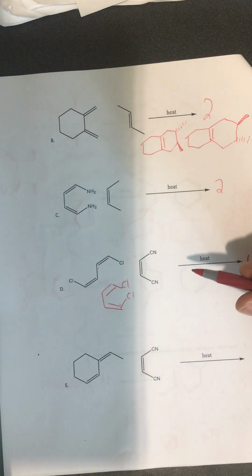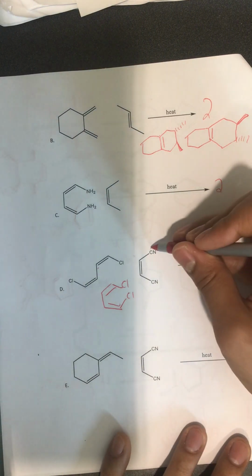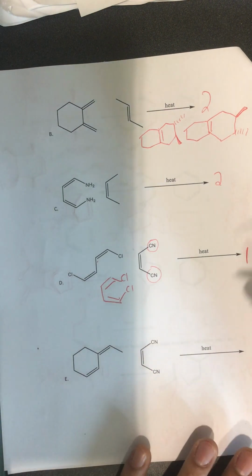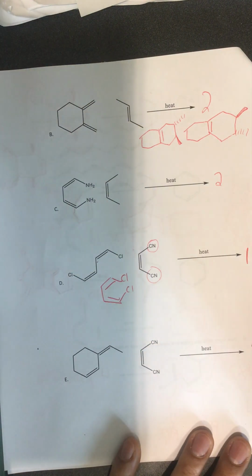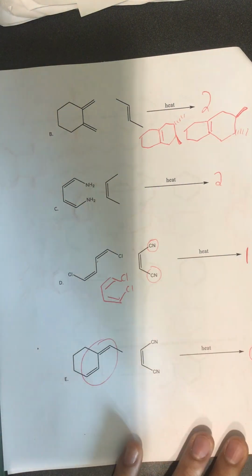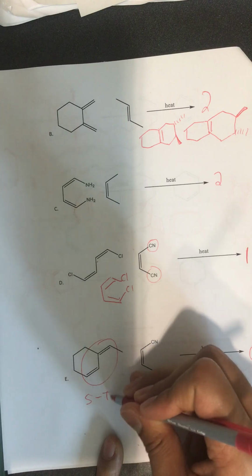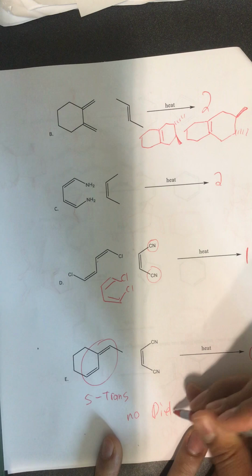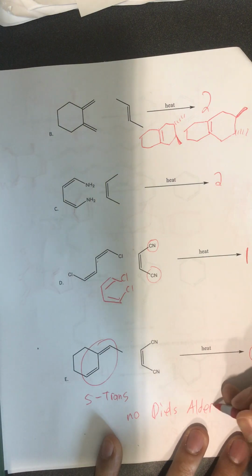The other one where you don't get the stabilization from these pi bonds is going to be so minor that I don't think that's worth even mentioning. This is going to be 0. This is locked in the S-trans configuration, so there's no Diels Alder reaction.